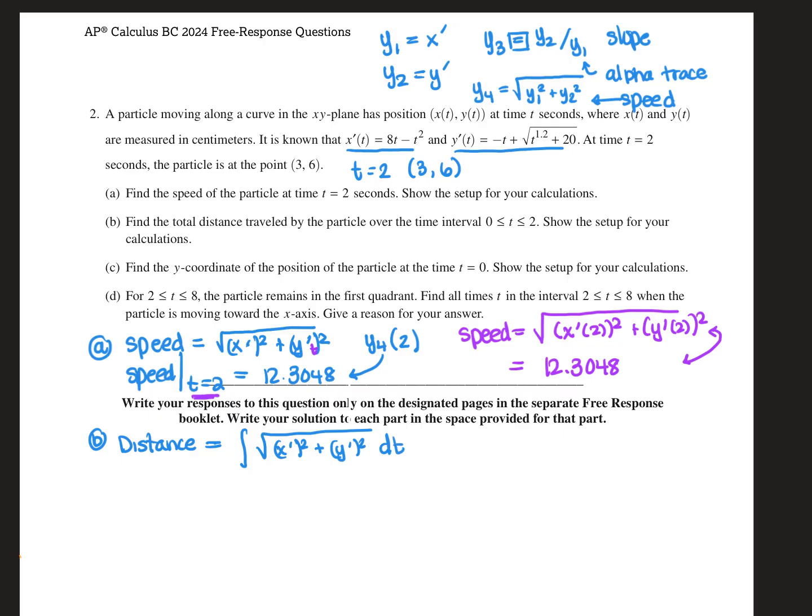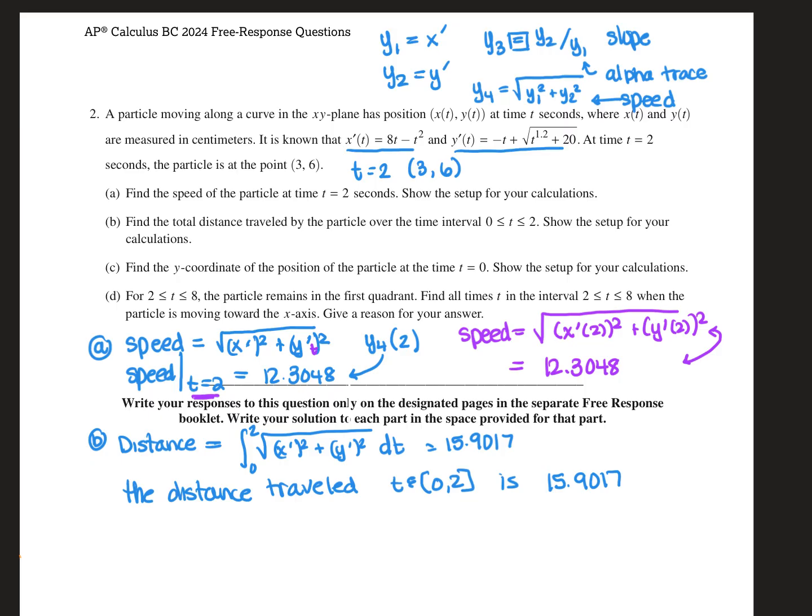And they wanted us to integrate this from 0 to 2. And after we integrate that, we get the value 15.9017. And then make sure that you say the distance traveled between time equals 2 and 0 is that.